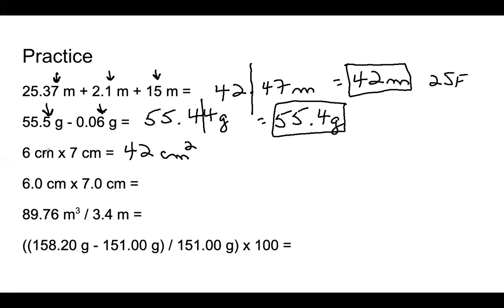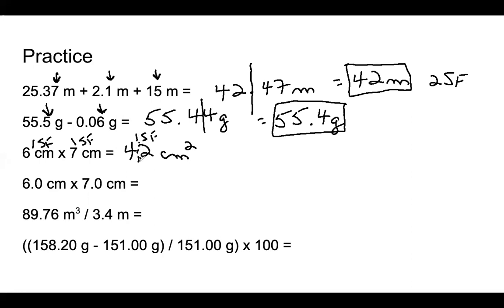6 centimeters has 1 sig fig, because now we're doing multiplication. We do look at the sig figs in each measurement. 7 centimeters has 1 sig fig. So our answer has the same as the least. Our answer has to have 1 sig fig. 42 has 2 sig figs. So we have to write this so that we have 1 sig fig.